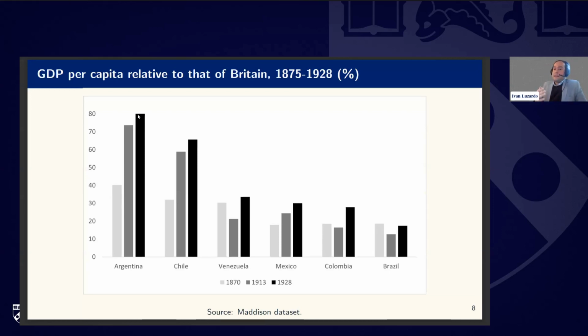Something totally similar, but less intense, occurred in Chile. In the case of Chile, we see this great improvement here. Chile moved from a little bit more than 30% to 60%. So this shows that we have growth across the whole continent, but that growth was more intense in the case of the southern countries.